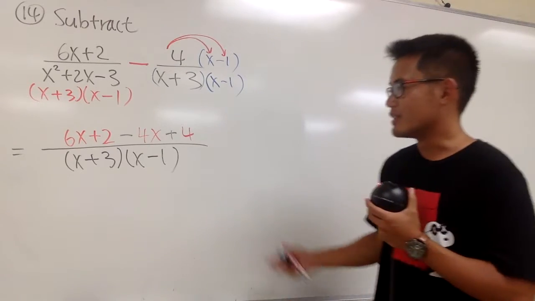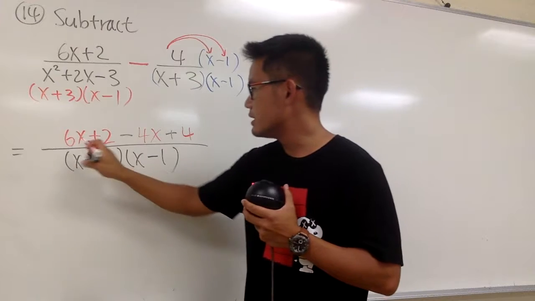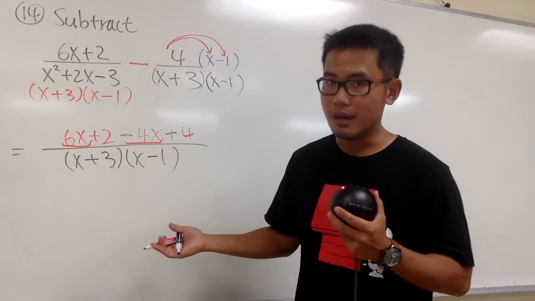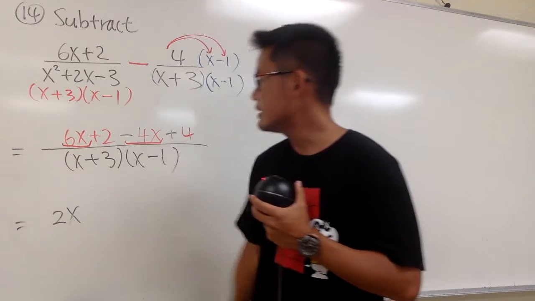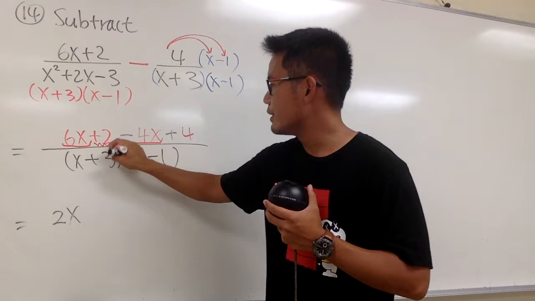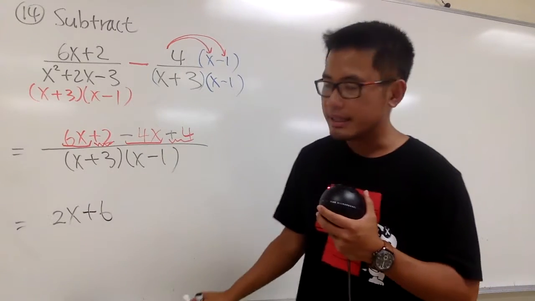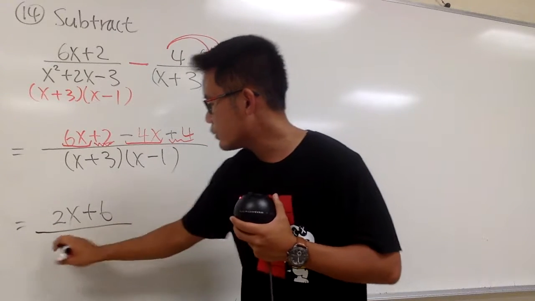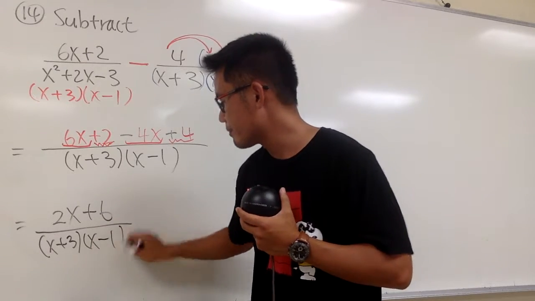Okay, now we can just focus on the top and combine like terms. So as we can see, we have the 6x here minus 4x. So that's going to be 2x, right? And then plus 2 plus 4, that's going to be plus 6. And then don't forget to write down the denominator. So this is over that, which is x plus 3 times x minus 1.